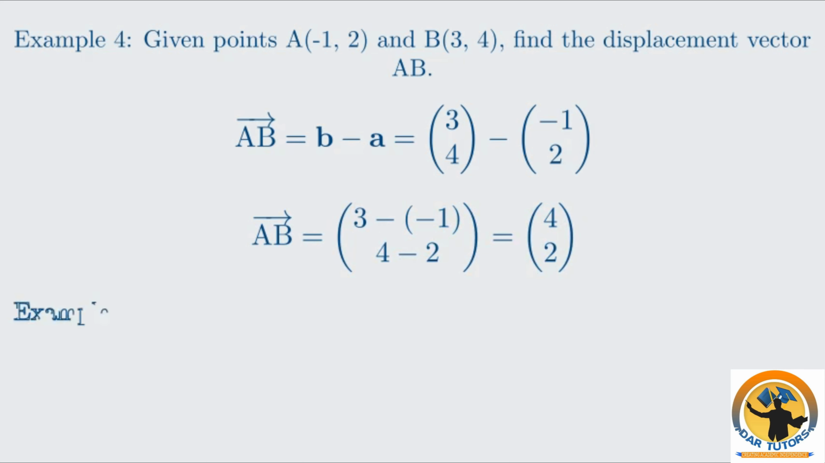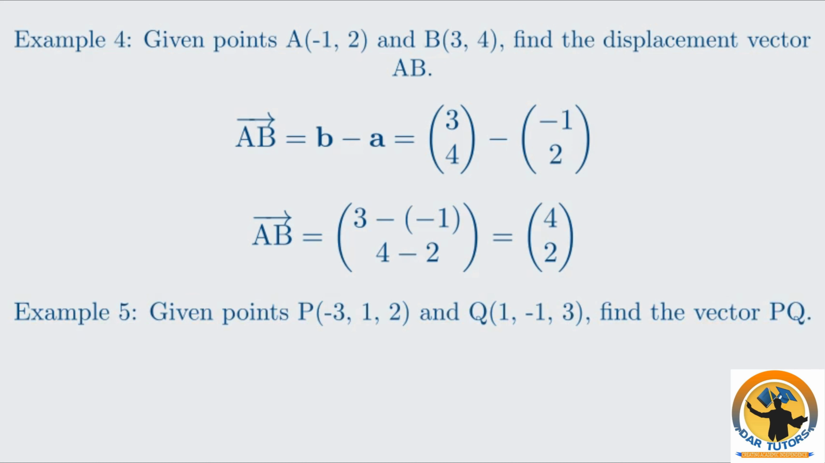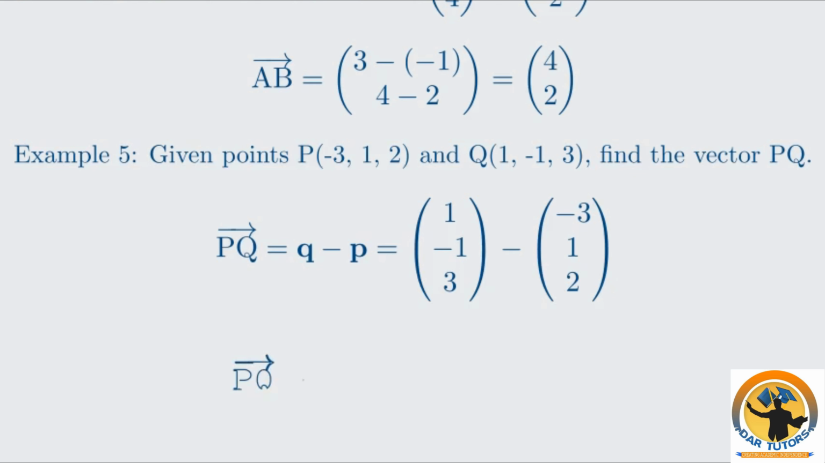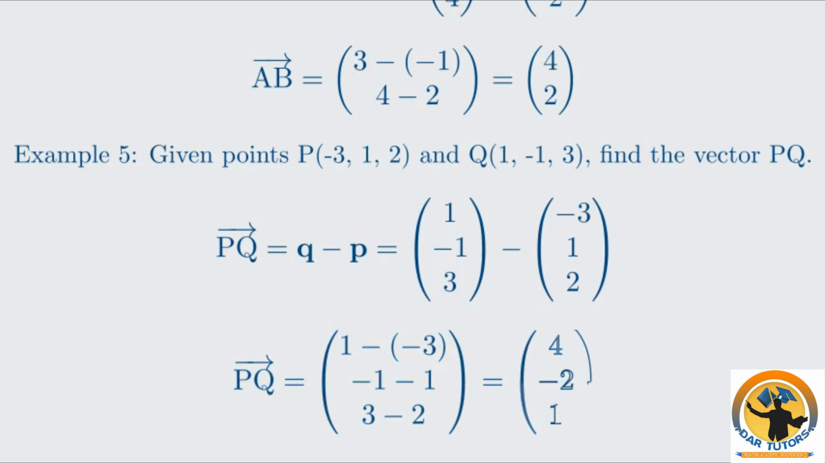Now for a 3D example. Let's find the vector PQ given points P(-3, 1, 2) and Q(1, -1, 3). Again, we use the formula PQ equals the position vector of Q minus the position vector of P. The position vector of Q is (1, -1, 3), and the position vector of P is (-3, 1, 2). Subtracting the components, we get (1 minus -3, -1 minus 1, 3 minus 2), which simplifies to (4, -2, 1). So the vector PQ is (4, -2, 1).